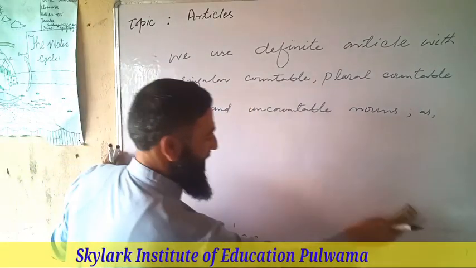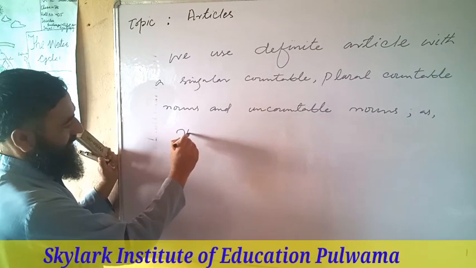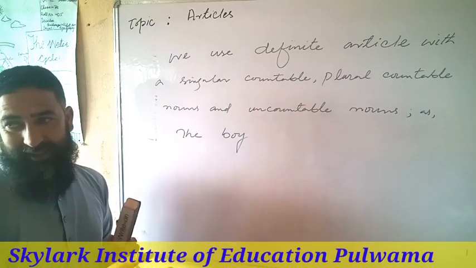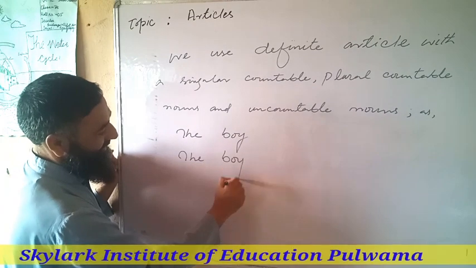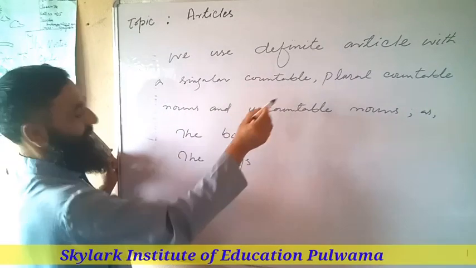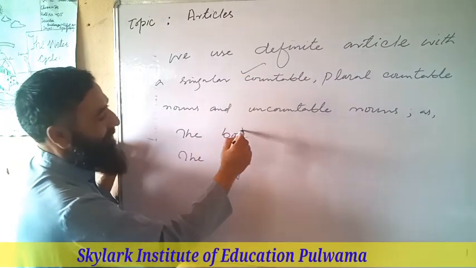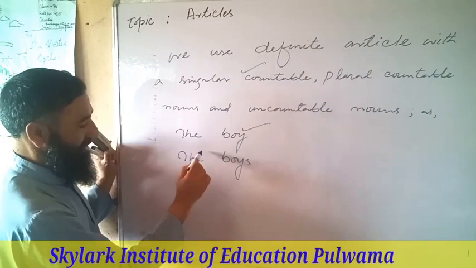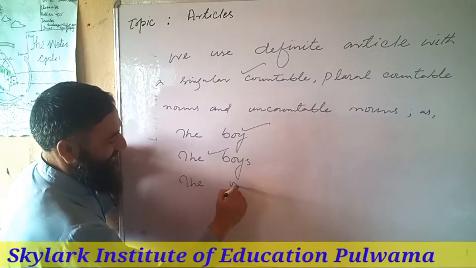I will write the examples. See, this is the boy. The boy means a particular boy, a definite boy. You can also write the boys. See, this is plural countable noun. So first we use the with a singular countable noun, and you can also use it with plural countable nouns. And you can also say the water.